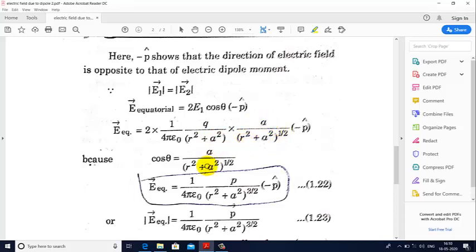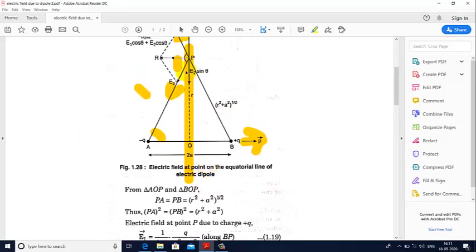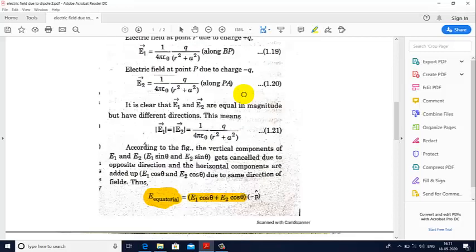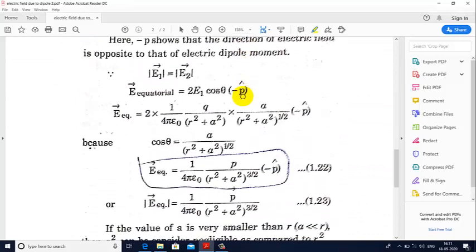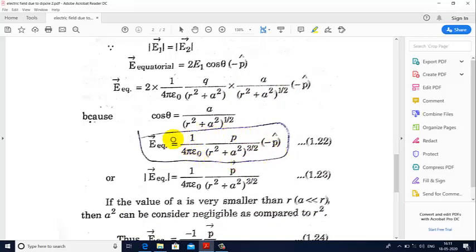Okay, I will explain to you how we get this value of cos theta. Okay, so from here this angle is theta, this is base, this is perpendicular, and this is hypotenuse. So cos theta is equal to base upon hypotenuse. Here base is a and hypotenuse is square root of r square plus a square. So in place of cos theta, here we write a upon square root of r square plus a square. Then we further solve this equation.